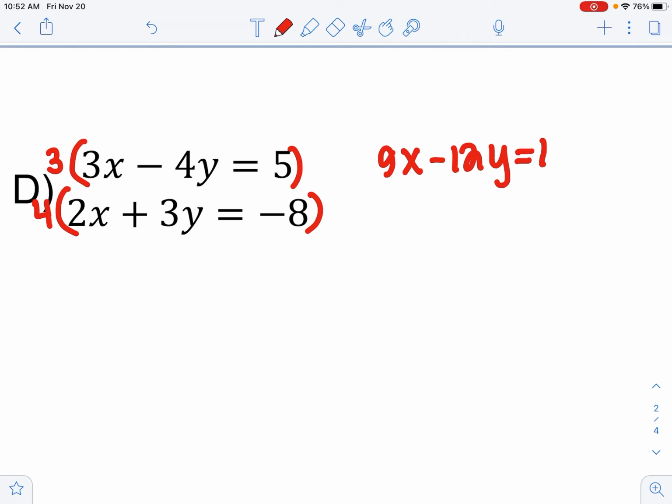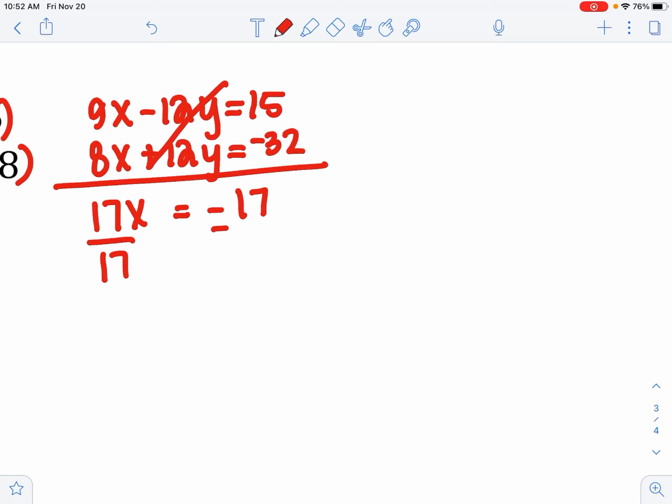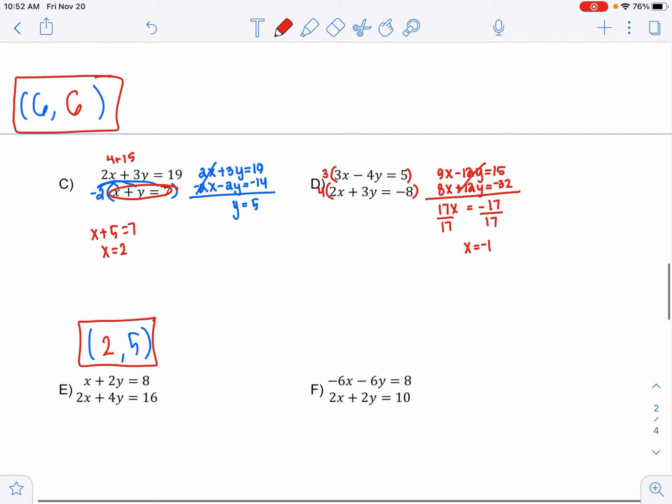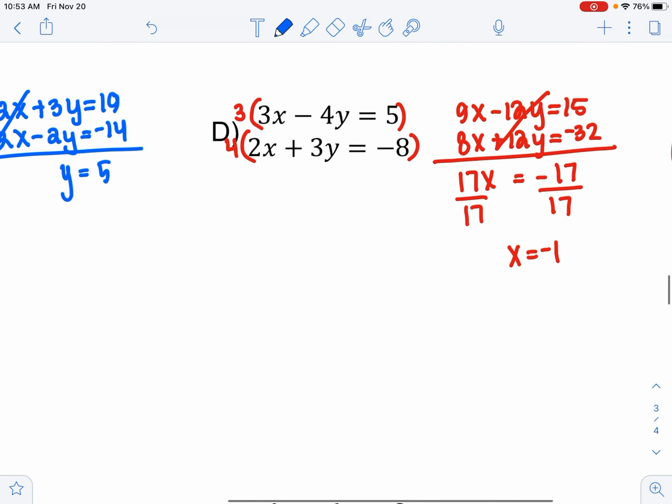All right, so let's write our new equation. Distribute your 3. I got 9x minus 12y equals 15. Distribute your 4. 8x plus 12y equals negative 32. Now I can combine these. The 12y and the negative 12y cancel. I have 17x equals negative 17, and then divide both sides by 17, and I get x is negative 1. So I have my x value is negative 1.